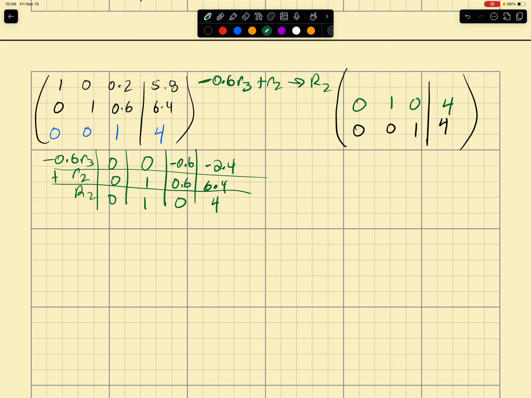Okay. All right, then we got one more step to do. The opposite of 0.2 is negative 0.2, all right? So negative 0.2, we're going to use row 3, and we're going to add that to row 1, and that's going to become our new row 1, all right?